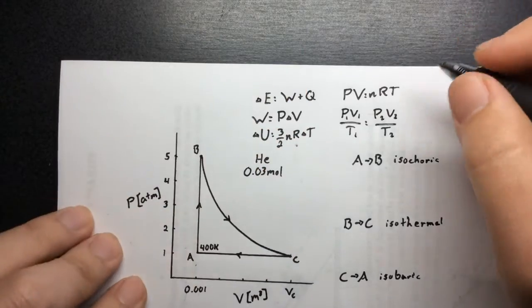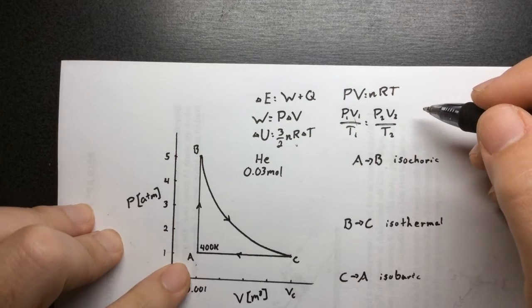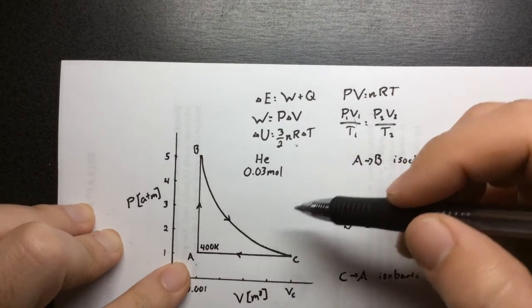So from A to B, let's check out what can apply here. We are starting off with a certain temperature, 400 Kelvin.